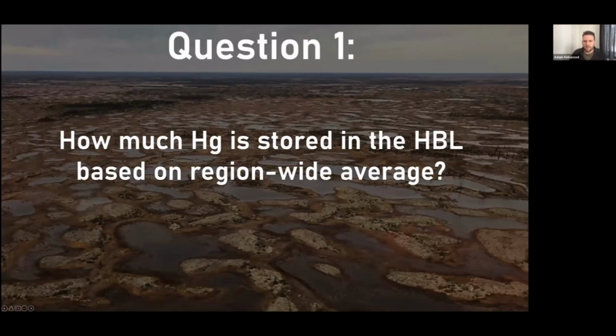So that brings me to some of the questions of my research. So first, I wanted to just have a general estimation of how much mercury is stored in the Hudson Bay Lowlands based on a single region-wide average. So taking all of the samples from across the region and taking one value and applying it to all of it to see how much mercury we estimate.